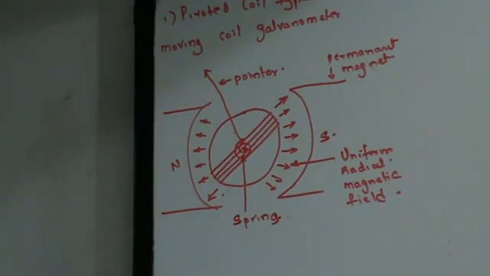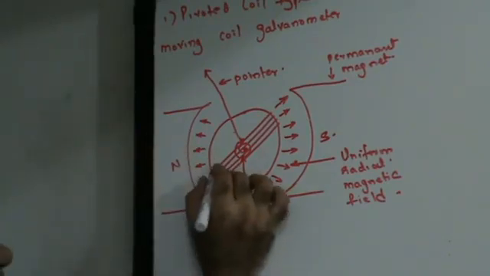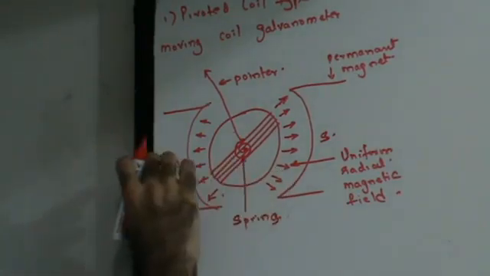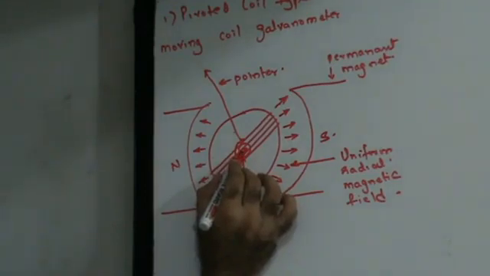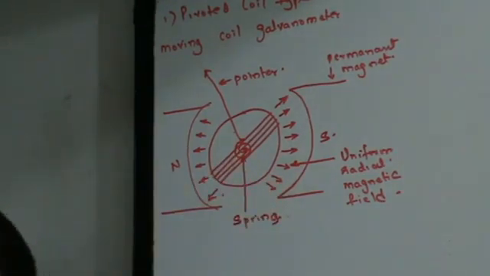This is your pivoted coil type moving coil galvanometer. The coil is pivoted between two pole pieces by means of two springs. Here's that spring right in the center, one from below, the other from above. The current enters the coil through one spring and leaves the coil through the other spring. The springs help to bring the coil back to its original position.